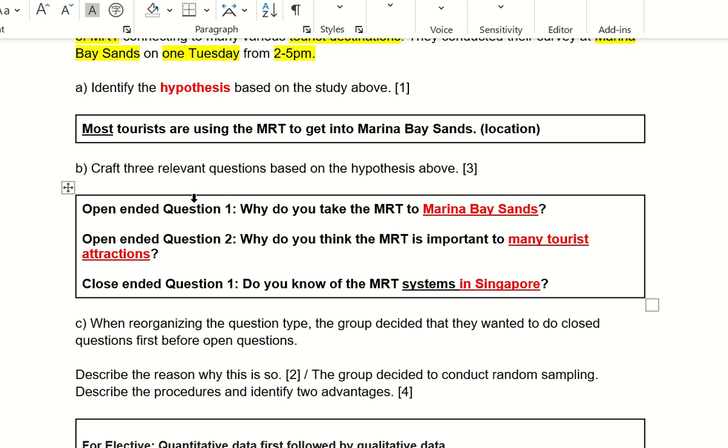So look at the first question. Why do you take the MRT to Marina Bay Sands? So that's the location. Why do you think the MRT is important to many tourist attractions? So tourist attractions, another question with location. Do you know of the MRT system in Singapore? This question is a yes or no question. Let me repeat myself. An open-ended question can be a why or how question, but a closed-ended question is a yes or no question, or a numbers question.